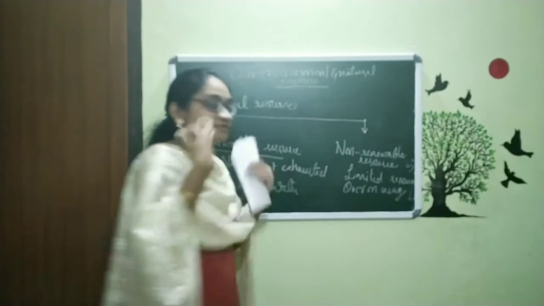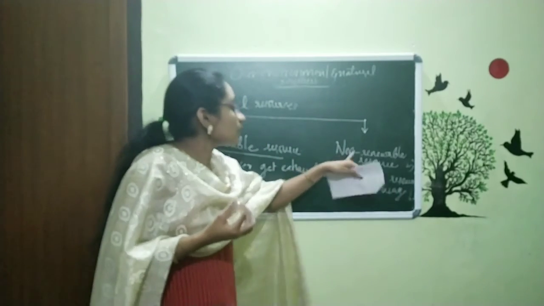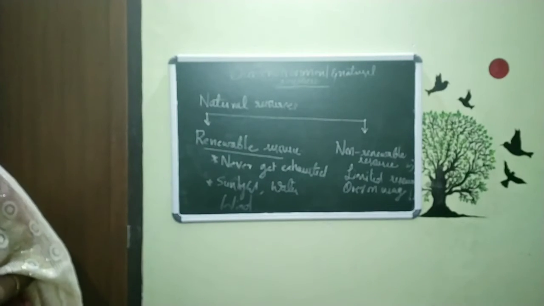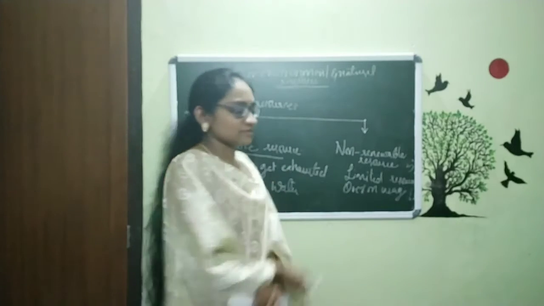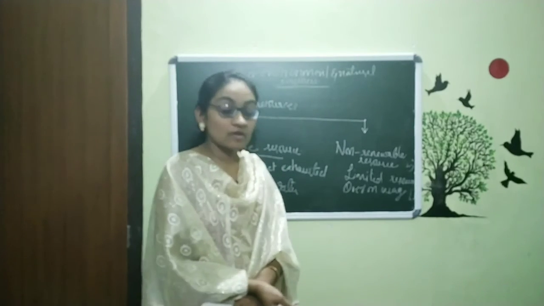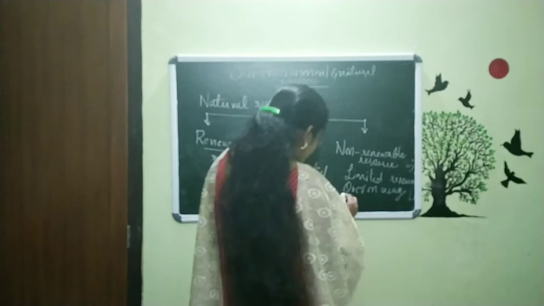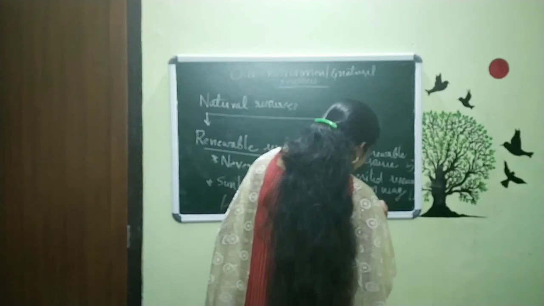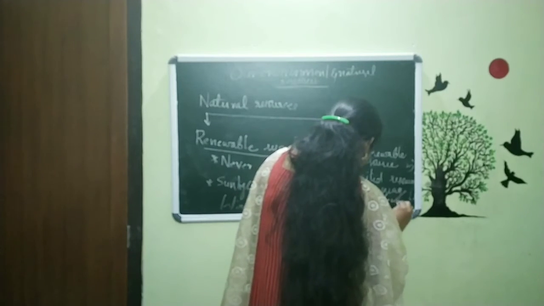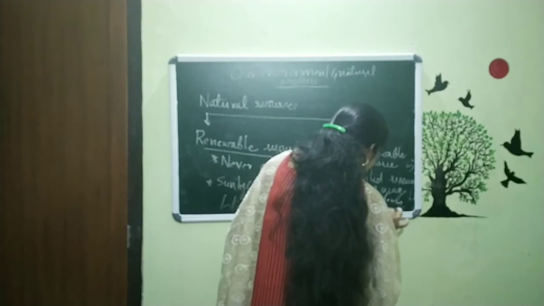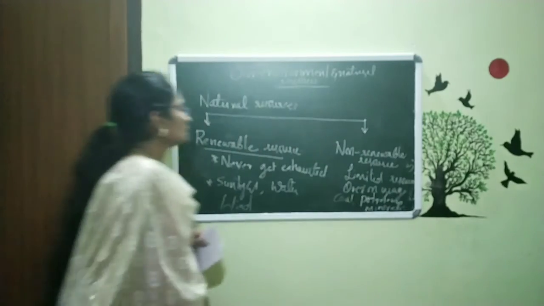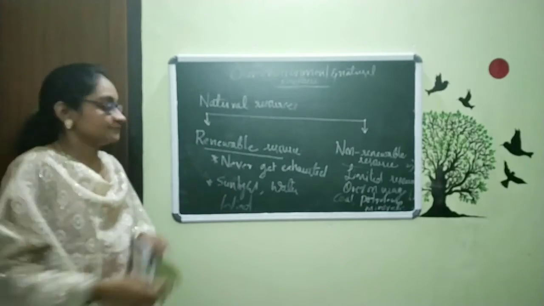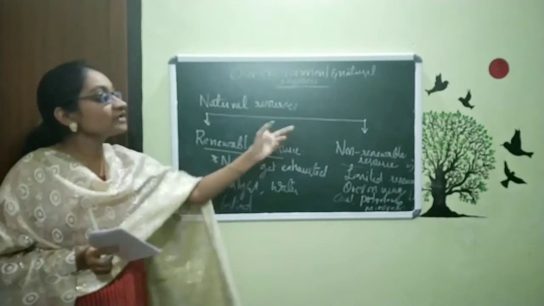When we are continuously using a non-renewable resource, what happens? It will get over. It will be complete. So that is a non-renewable resource. What is an example of a non-renewable resource? Very simple. Coal, petroleum, minerals, etc. So we can say natural resources are of two types: renewable resource and non-renewable resource.